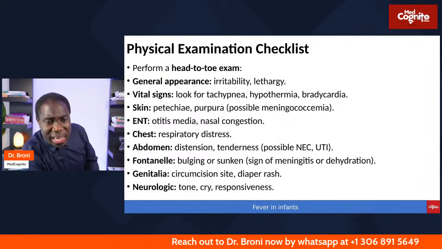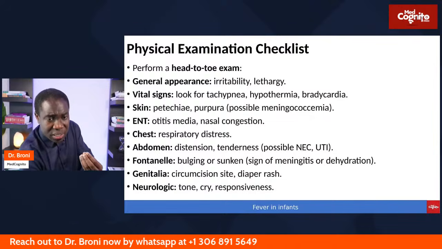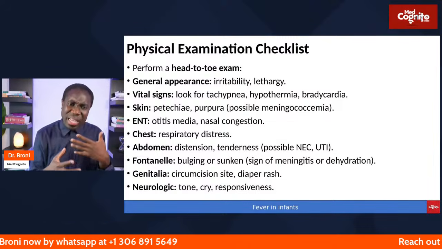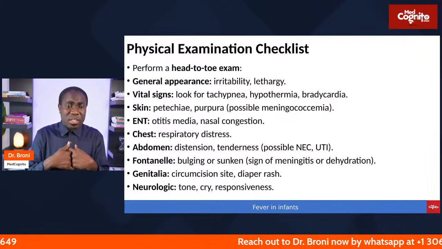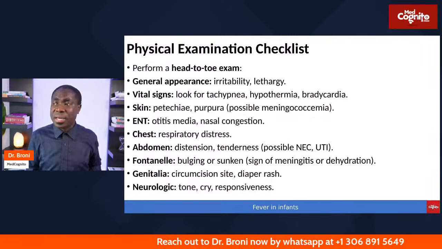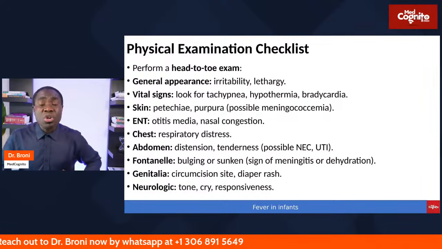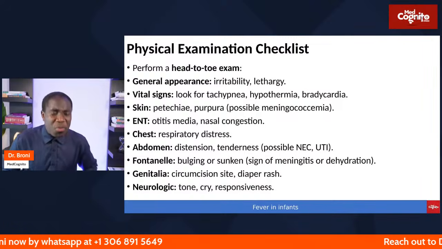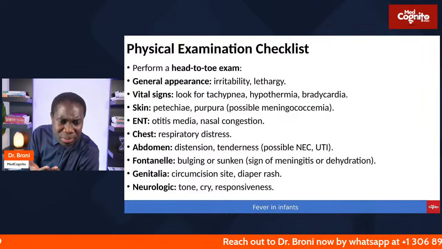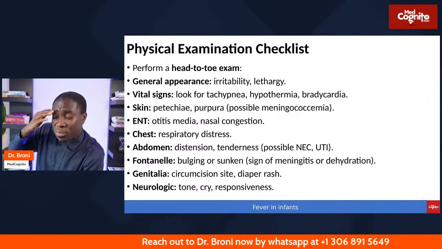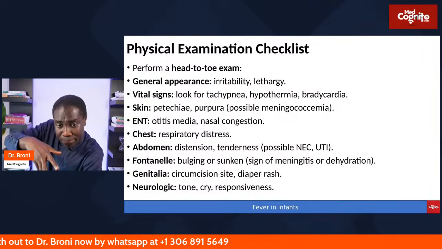Look in the ear, the nose, and the throat for otitis media and nasal congestion. On the chest, look at signs of respiratory distress. Are they using extra muscles for respiration? Are they having nasal flaring? Are they having issues with their sternocleidomastoid? Are they having lower chest indrawing? On the abdomen, look for abdominal distension and tenderness. These should point you to possible necrotizing enterocolitis, especially if the child is a preterm, right?